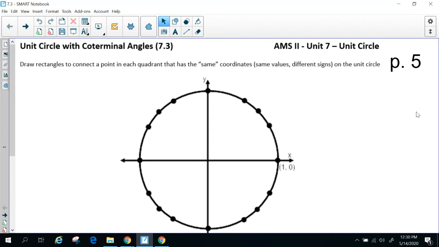Okay, so let's look at page 5 in our note packet. We're talking about the unit circle with coterminal angles. This is section 7.3 here, and we've got a different representation of the unit circle. Okay, so I'm going to start by filling in quadrant 1.